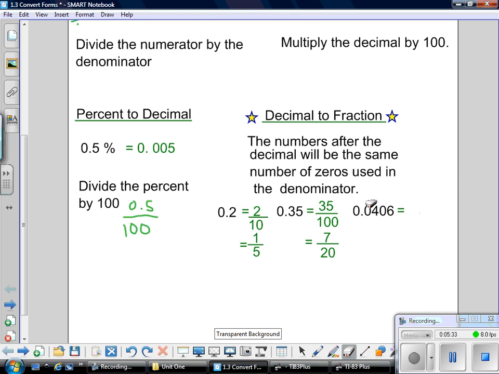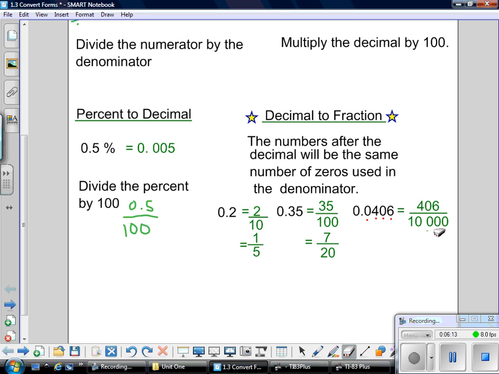Next one, notice they've started to throw a whole lot of zeros into us. Well, on the top of my fraction, I'm going to put 406. I'm not going to put the 0 that's already there because every single number would have a 0 in front of it, so we just don't do that. So I'd have 406 on the top, and then my denominator would have to have 1, 2, 3, 4 zeros on the bottom, followed by a 1. There we go.